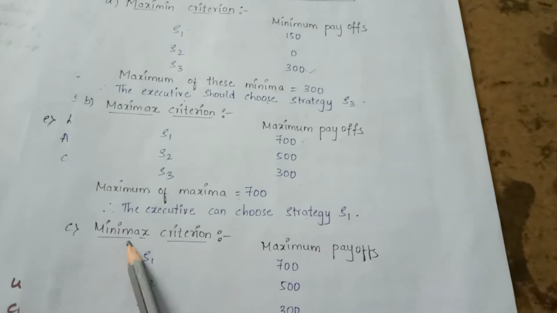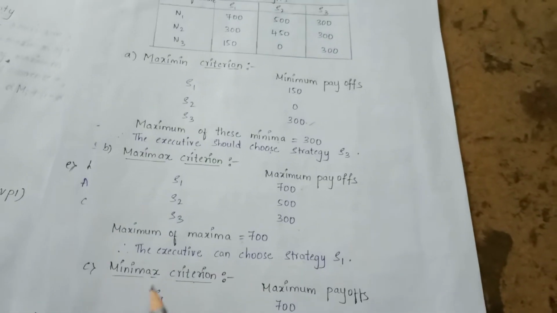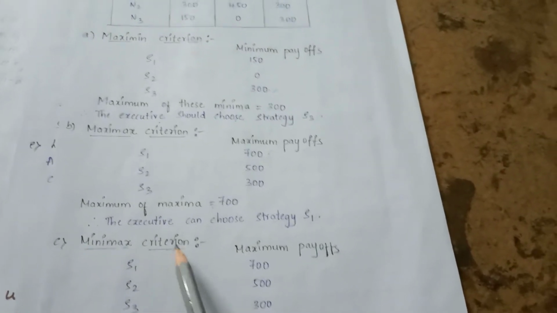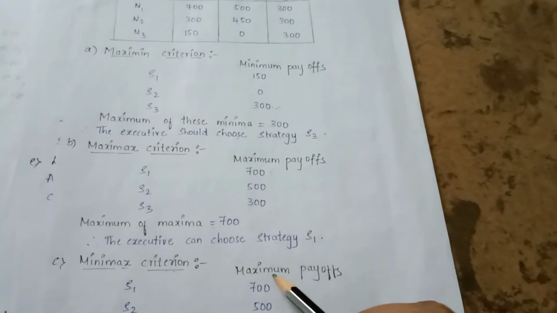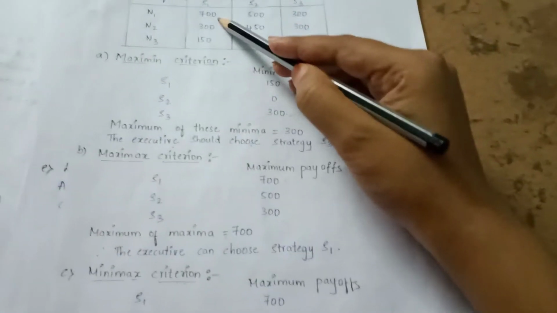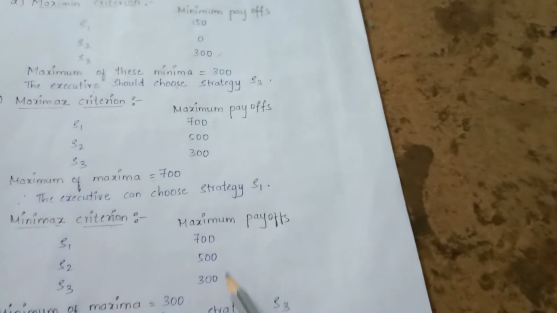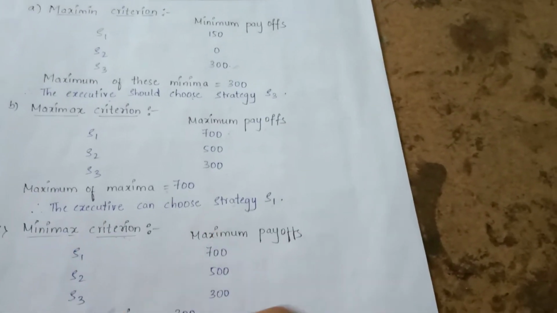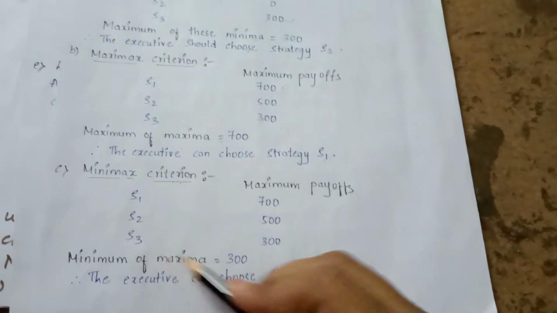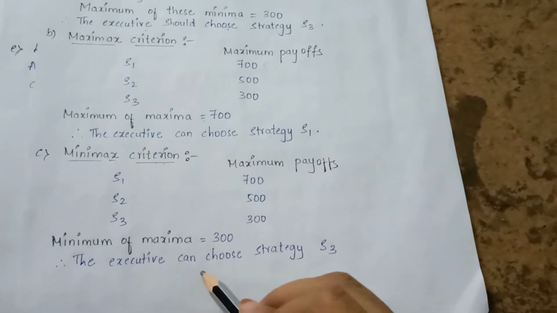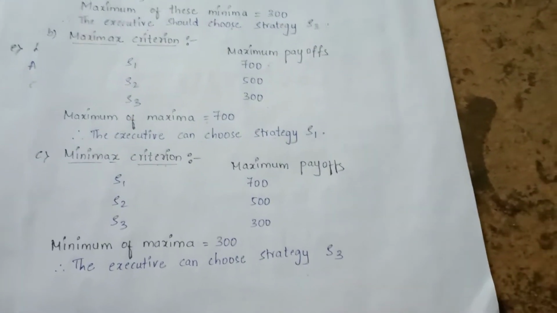And next, number 3 is the Minimax criterion, students. Minimax criterion is nothing but minimization of maximum, minimum of maximum. We need to take the maximum payoff. Here the maximum payoff is 700 in S1, 500 in S2, and 300 in S3. So minimax means minimum of maximum. In this, the minimum value, students, is 300. So the executive can choose the strategy S3. Clear everyone?